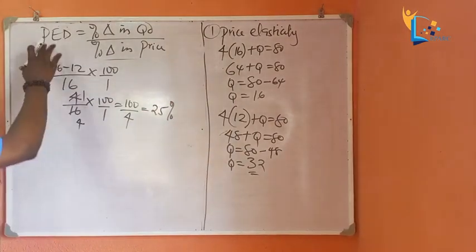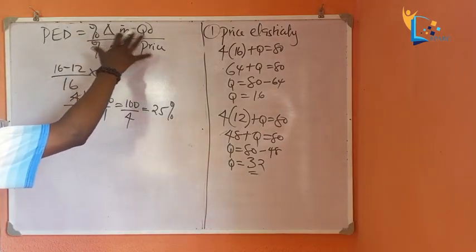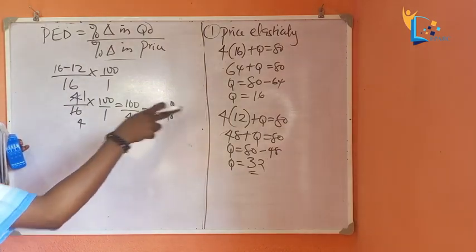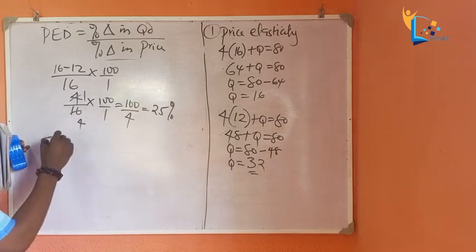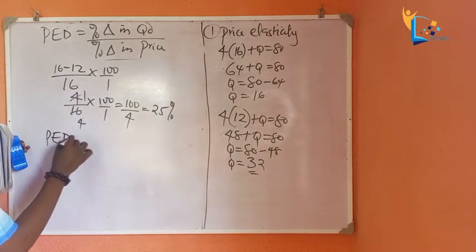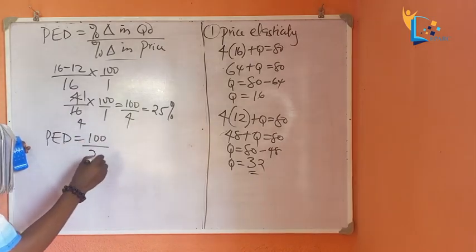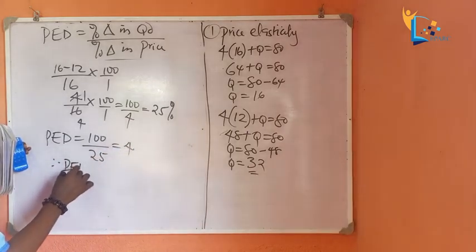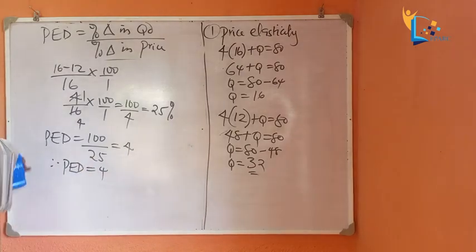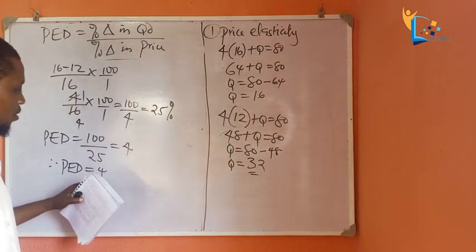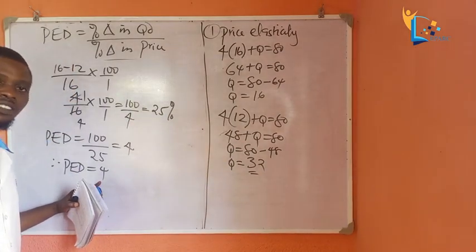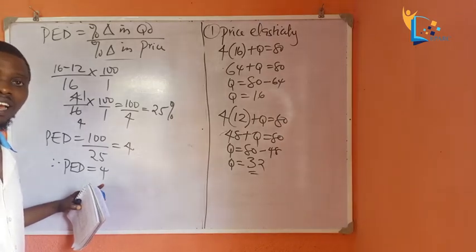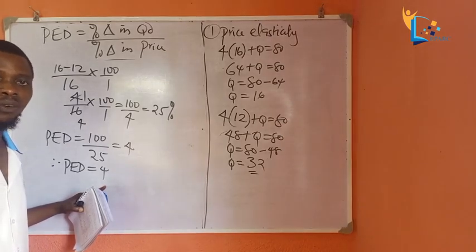25. So let's substitute now. Price elasticity of demand is equal to percentage change in quantity demanded, which we had as 100%, over 25. So PED is equal to 100 divided by 25, which will give us 4. Therefore, price elasticity of demand is equal to 4. Now, from the coefficients I gave, where does this price elasticity fall under? It falls under elastic demand because elastic demand is greater than 1.